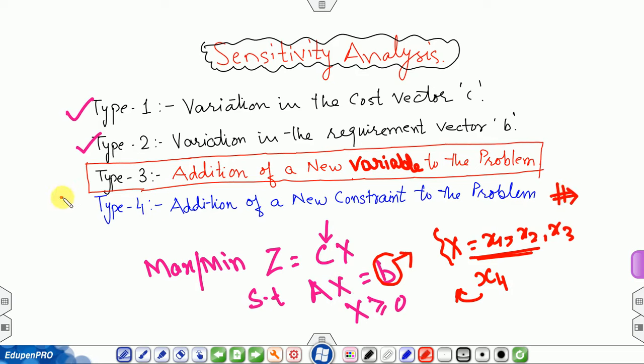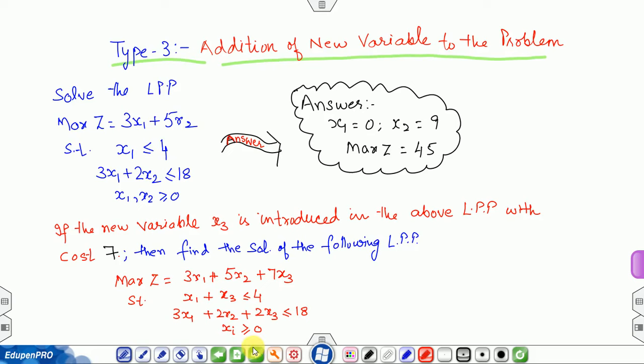So in this video I'm talking about type 3, that is, addition of new variables to the given LPP. Firstly, I will tell you a very simple example. Solve this LPP: maximization of 3x1 plus 5x2 subject to these constraints. I hope you can easily solve this problem using the graphical method, analytical method, simplex method, dual simplex method, and so on. Once you solve it, you will get x1 is 0, x2 is 9, and maximum of z is 45 as the required optimal solution.